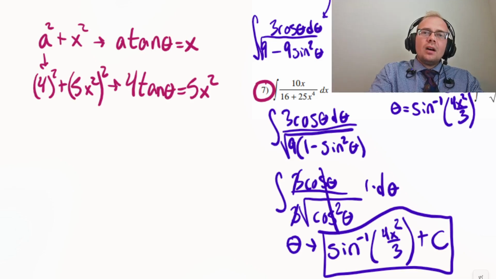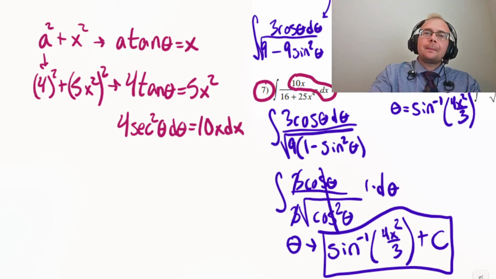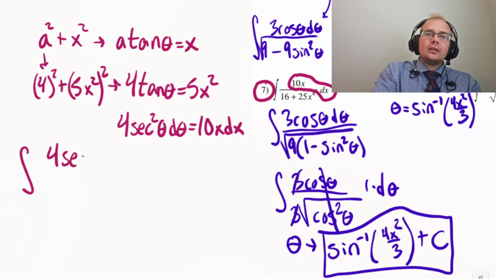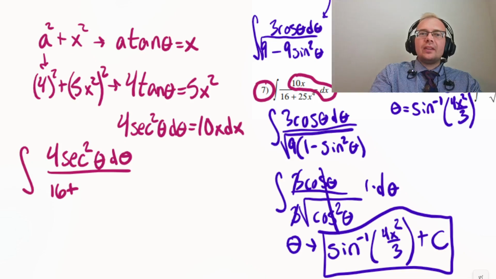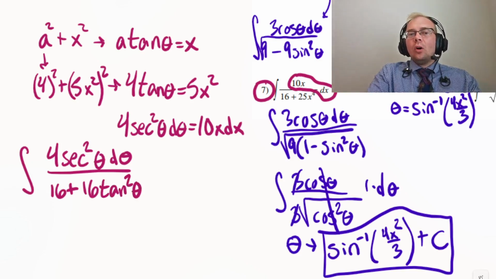So anyways, we're going to take the derivative of this. That would be 4 secant squared theta d theta. And then the derivative of this would be 10x dx. So look at that. It happened again. 10x dx is literally the same thing. So it's going to be the integral of 4 secant squared theta d theta over 16 plus 25x to the 4th. 25x to the 4th would be the square of this, which would be 16 tangent squared theta. So notice it always works out like this, right?